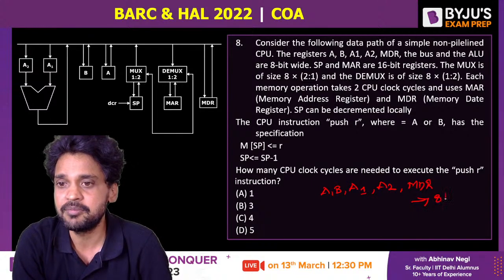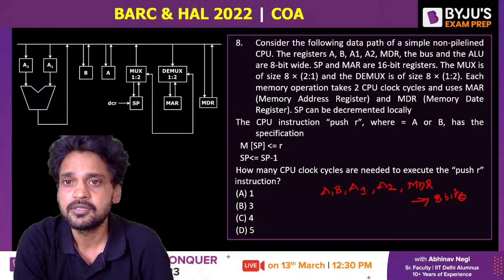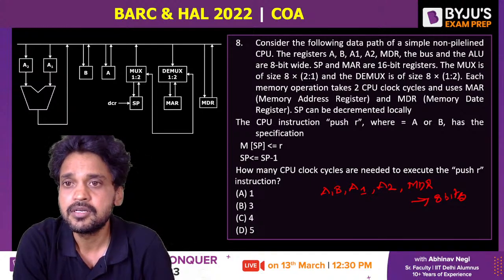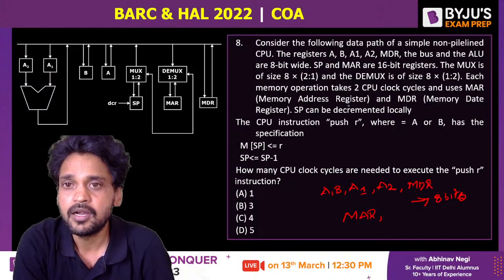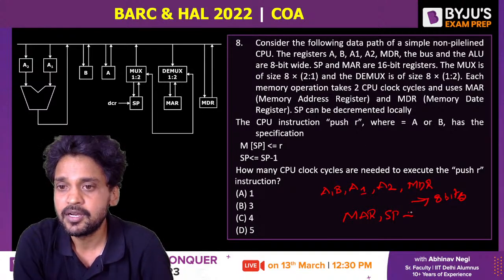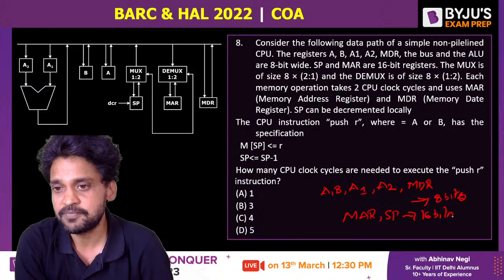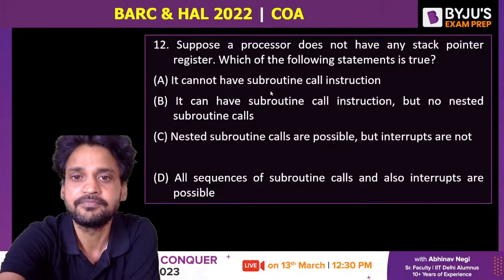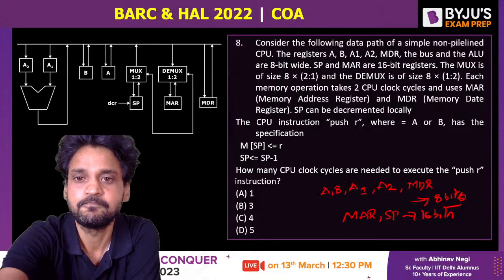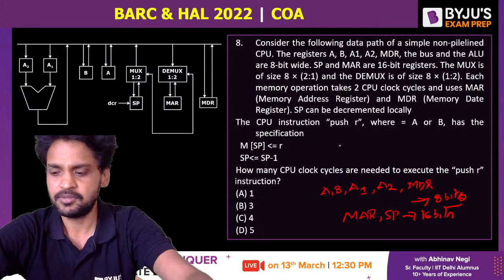MDR is equal to 8 bits. And what are these? I do have MAR and SP, the stack pointer, which are 16 bits. Alright? Now stay focused here.